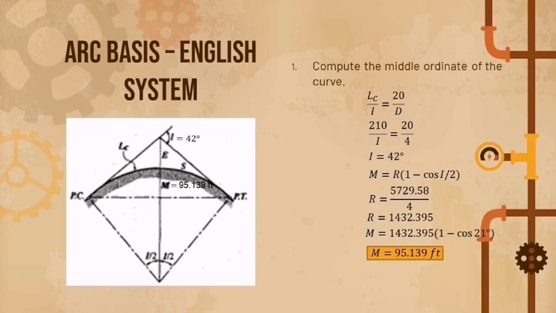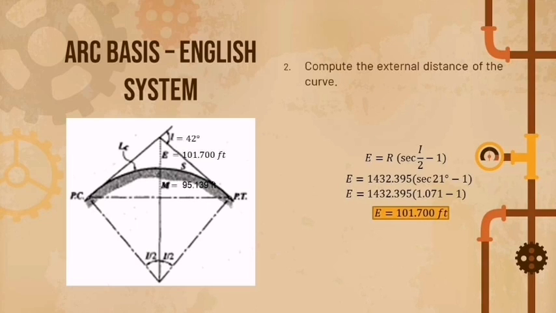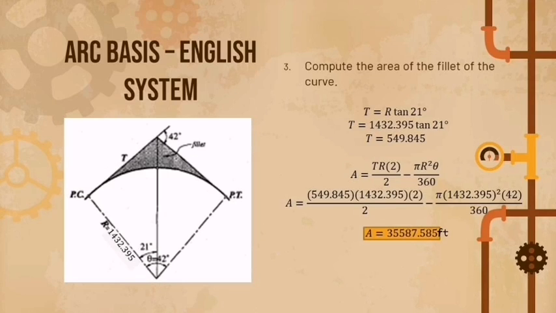Remember, we are now using feet because we are in the English system. In number 2, again, compute the external distance of the curve. Our formula is external distance E equals R times sec of the angle of intersection over 2 minus 1. Again, after we substitute the given values, we get the answer of 101.700 feet.